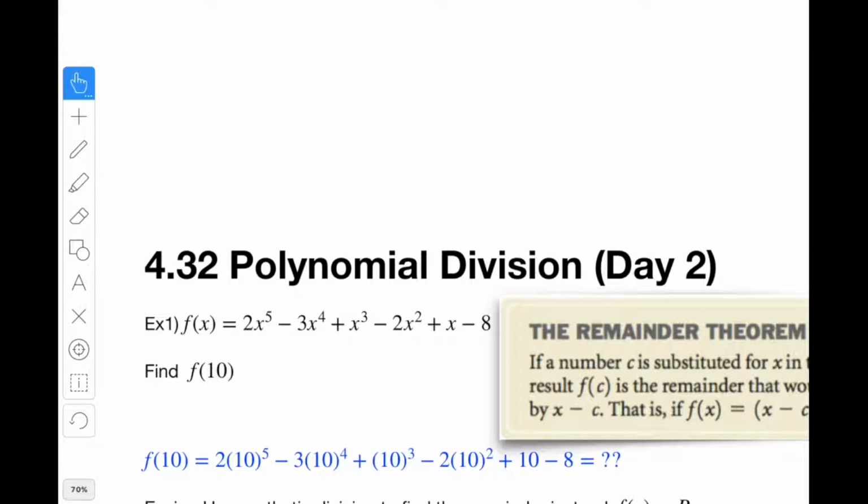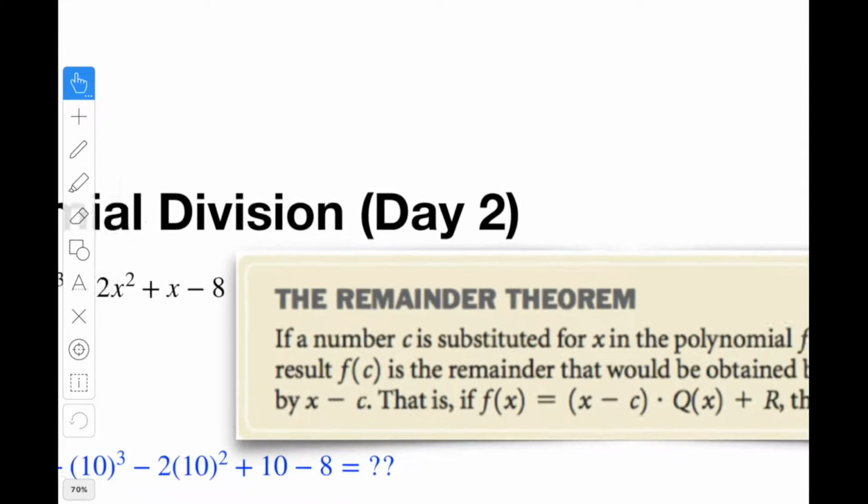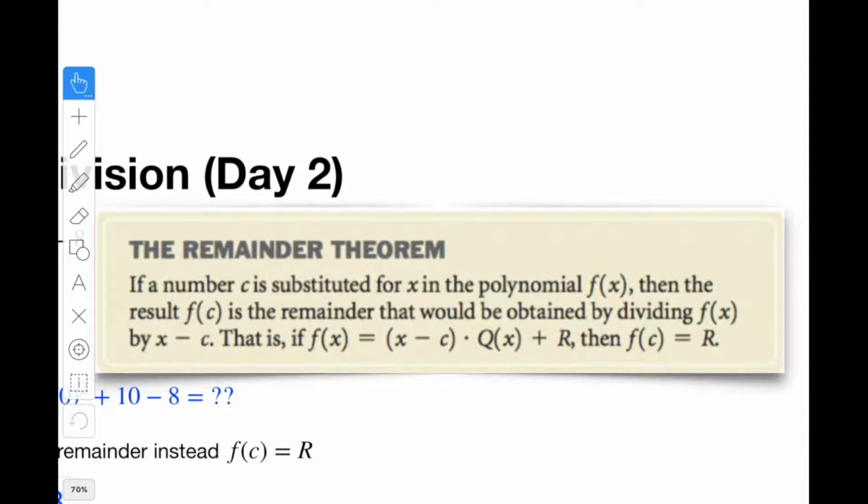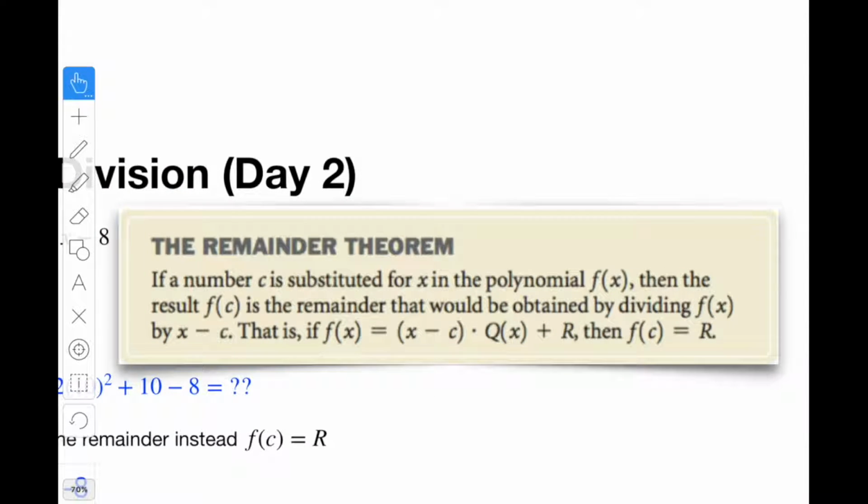This is section 4.3, day 2, polynomial division. And so we've got basically applications of the things we learned from yesterday. So the remainder theorem, for example. The remainder theorem says that, here's the kicker right here, f of c is equal to the remainder.